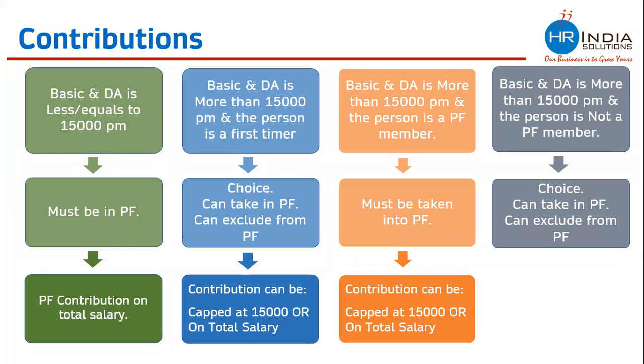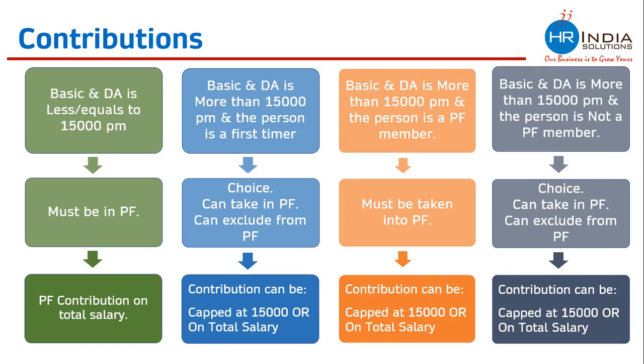In this case, where the basic and DA is more than 15,000 per month and the person was a member of PF and the company has taken this person under PF, again there is a choice. The employer is not supposed to consider what the employee was earlier paying into PF. On the basis of the last company's PF contribution, you do not need to decide anything. So in a new company, the employer can decide as per their existing policy, either cap their contribution at 15 or pay on the total salary.